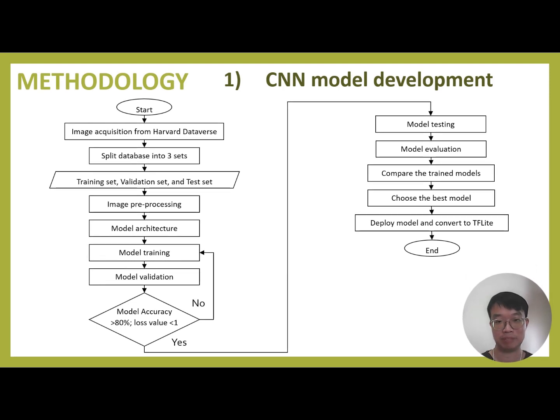For the methodology of this project, firstly is the CNN model development. It starts with image acquisition from Harvard Dataverse, followed by splitting the database into three sets, which are training set, validation set, and test set. Then the images will go through pre-processing and the CNN algorithm model will be chosen. The model will be trained and validated. If the model accuracy is more than 80% and the loss value is less than 1, it will go through model testing and model evaluation. The models will be compared and the best model will be chosen. Finally, the model will be deployed and converted into TFLite format.